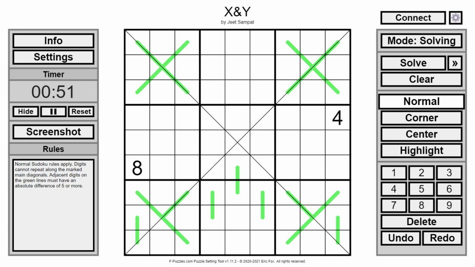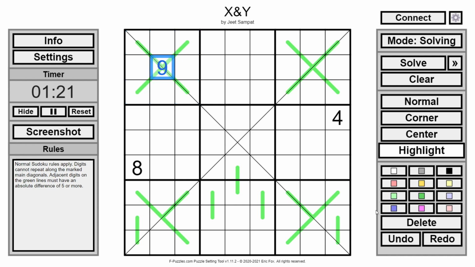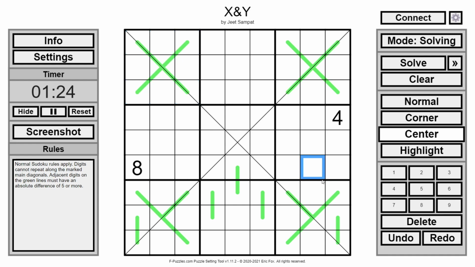So the green lines are German whisper lines. What that means is that adjacent digits along there differ by at least 5. So if we realize that this must be a 2, let's say, then these 4 digits would all have to be digits 5 or more away from it. So numbers like 7 or 9, big digits basically. And obviously the opposite way, if we discovered this was a 9, then these would all have to be little digits, digits 5 or more away.